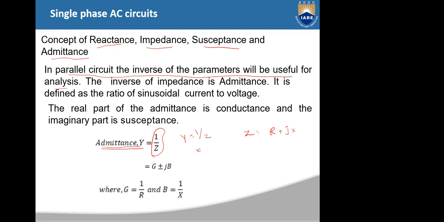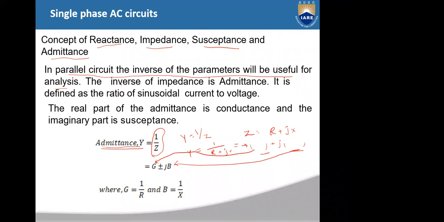So Y is equal to 1 by R plus jX. So we will get again one real part and one imaginary part here. This real part we are representing here with the G, and the imaginary part we are representing with the B here.